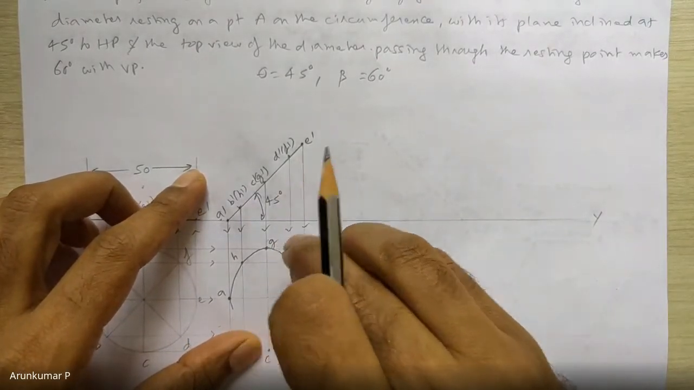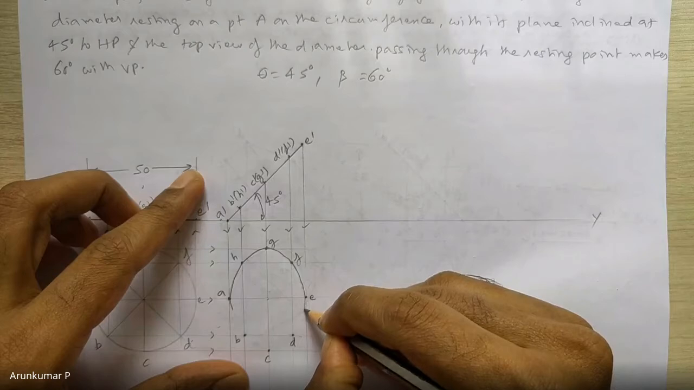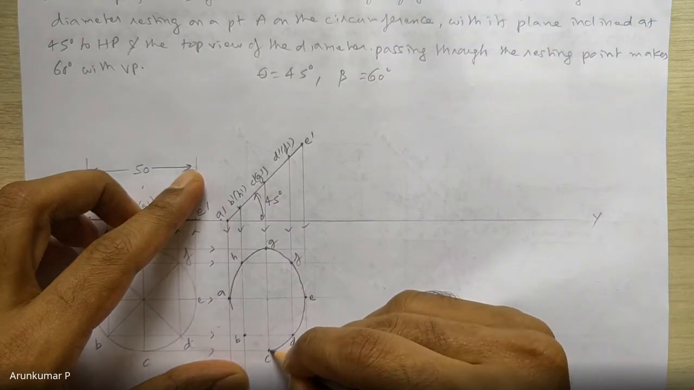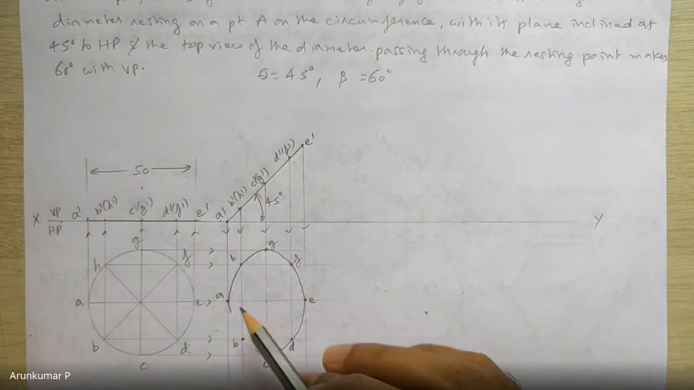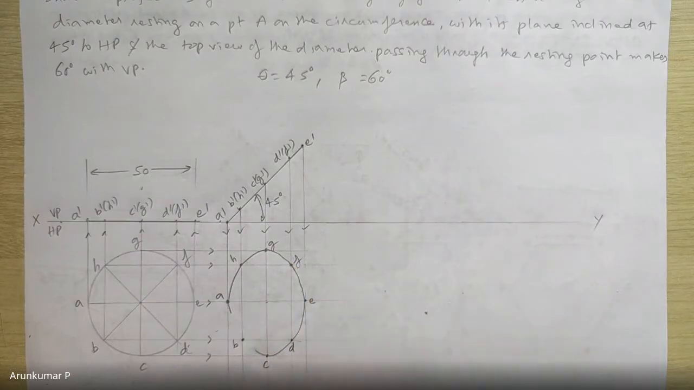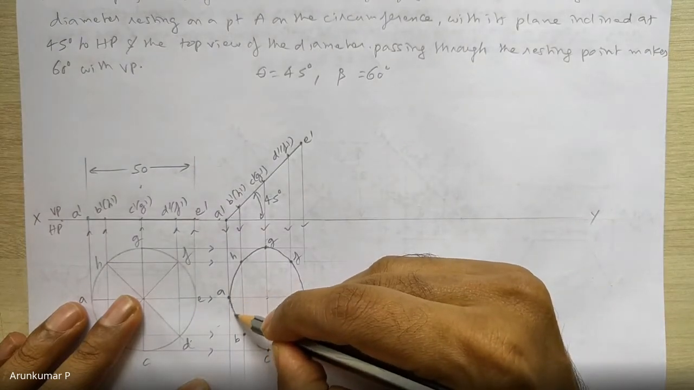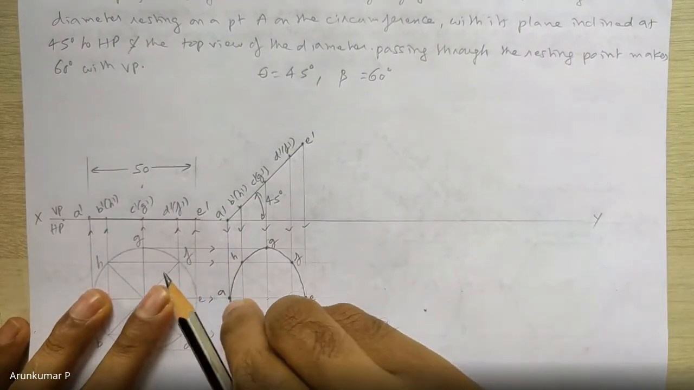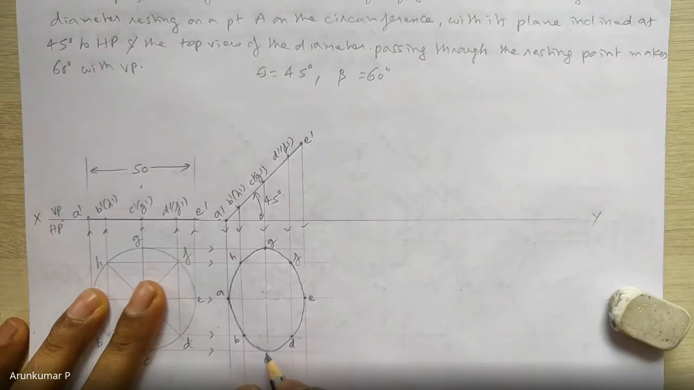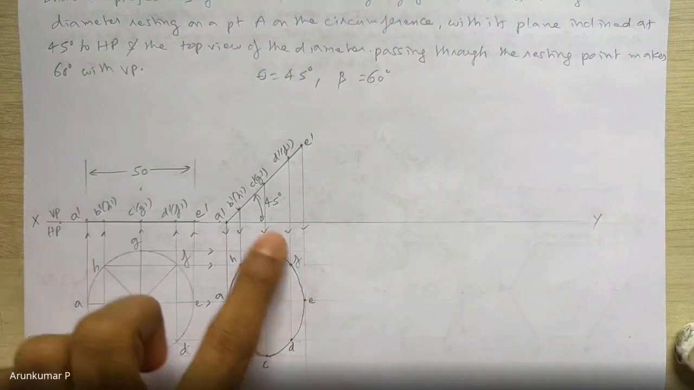No straight lines. Only curves have to be used. Getting this? So joining all these points by curved lines. So are you getting the shape of an ellipse?